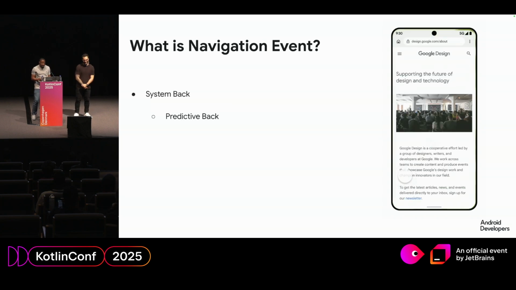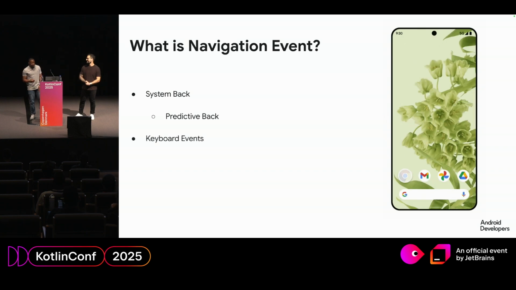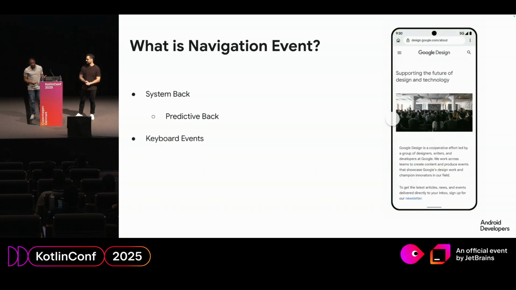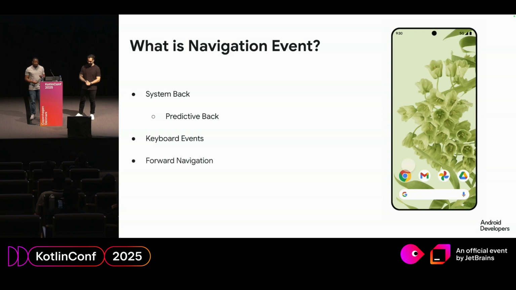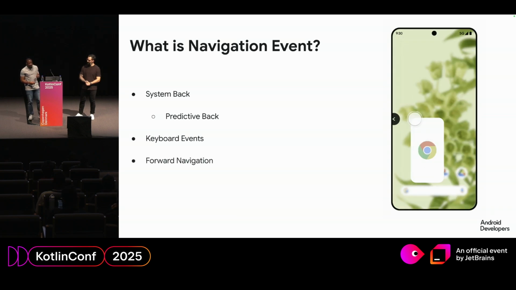On Android, this allows apps to handle events like System Back, which includes Predictive Back. And on other platforms, we also need to handle things like keyboard or browser navigation events, or even forward navigation. So why do we even need this navigation library? Well, let me provide a little context.